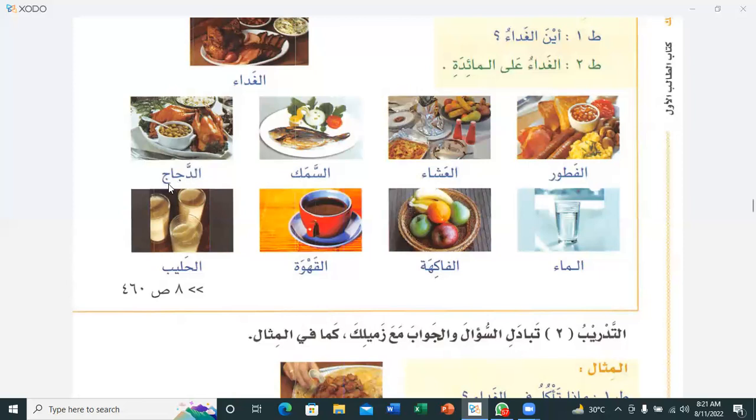Fourth word is ad-dajjaj. That means chicken. Okay, so the question is, do you like chicken? For Sabina. Sabina, translate it in Arabic. Okay, ma'am, I'll try. Do you like chicken? Hal yuhibbu dajjaja?